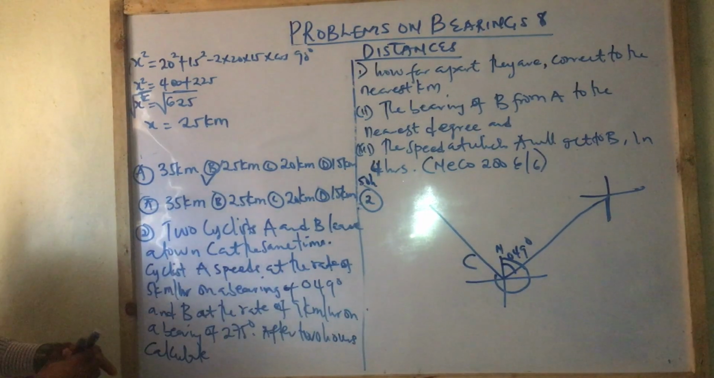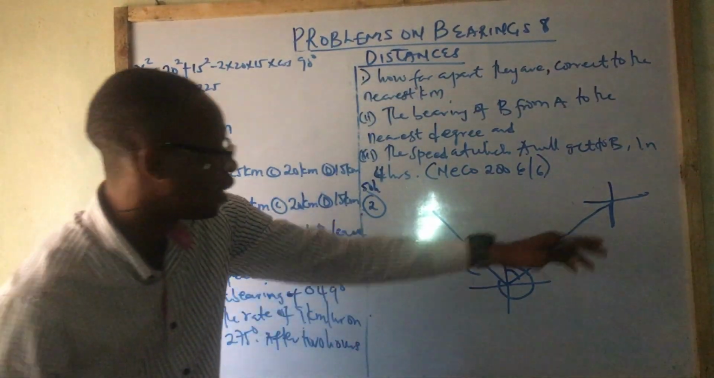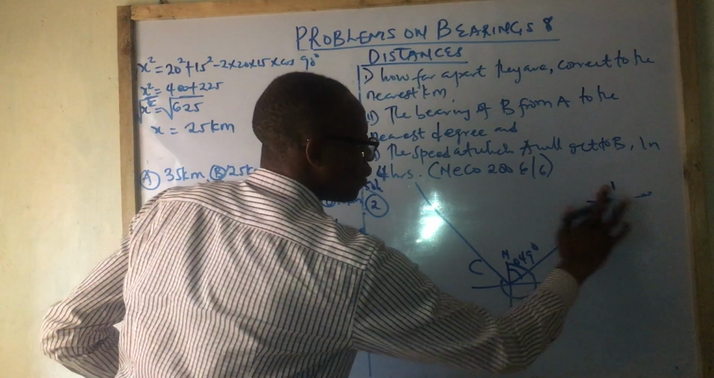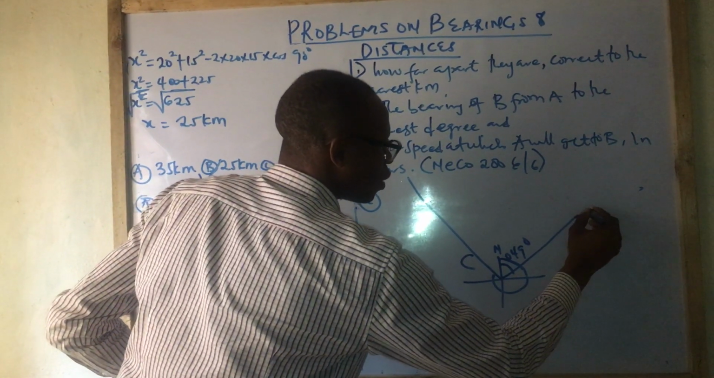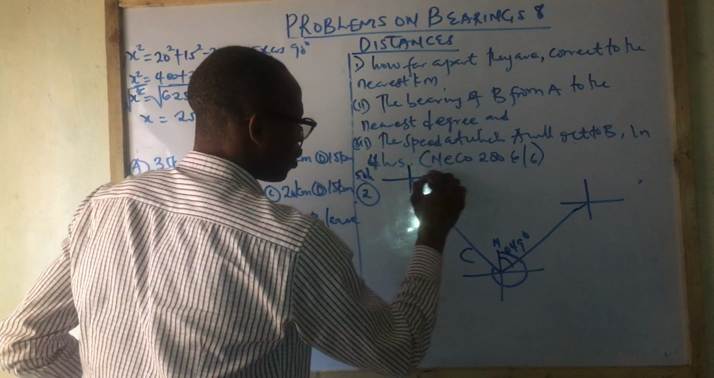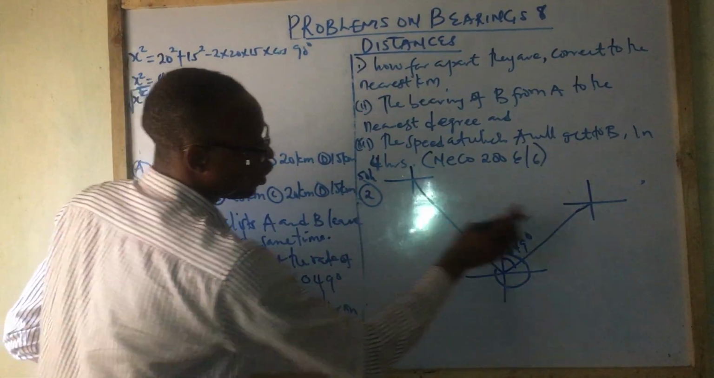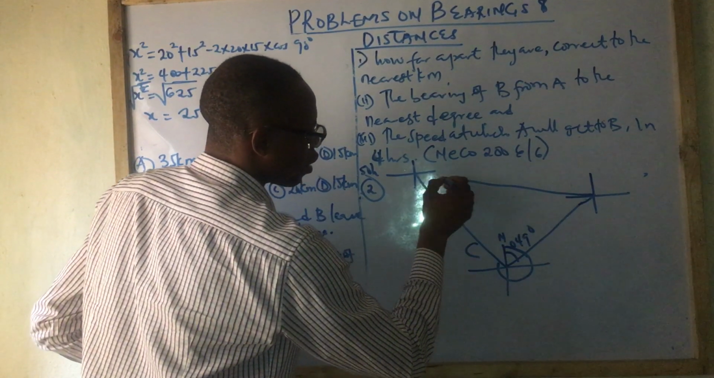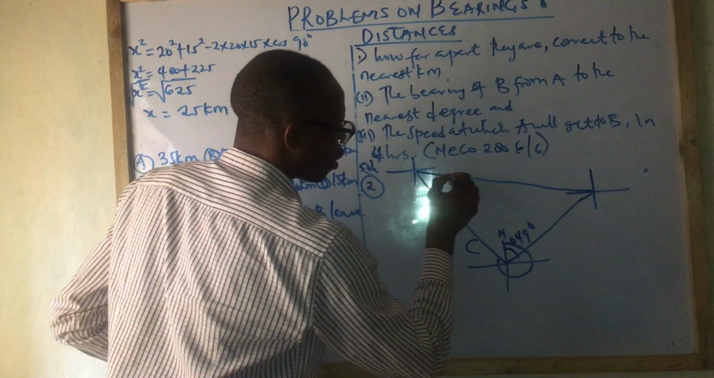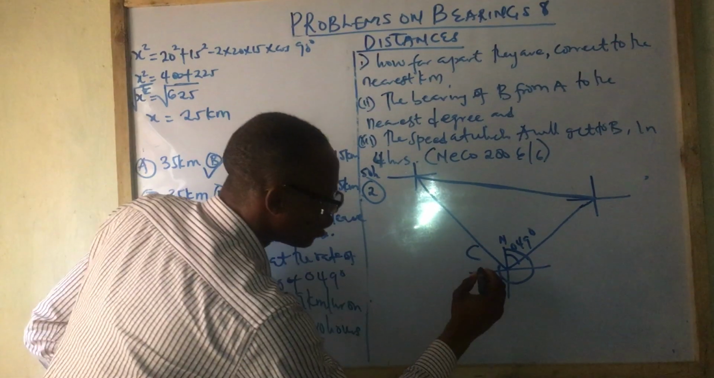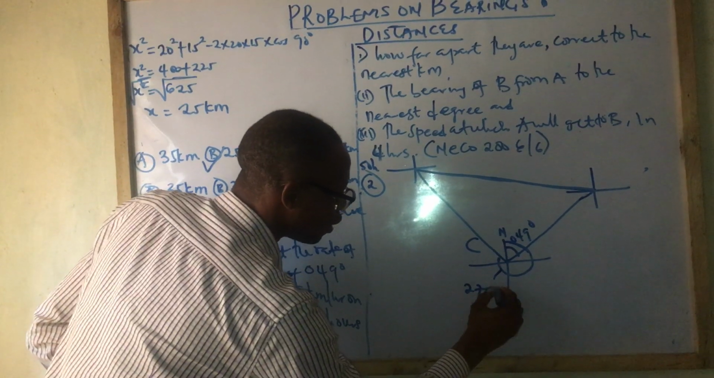Now let us look at the distance. This distance is said to be longer than this, so this one still extends further. Let me reduce this one. Now we can simply join them. If we join these two together, we are going to have this bearing, which is 275 degrees.